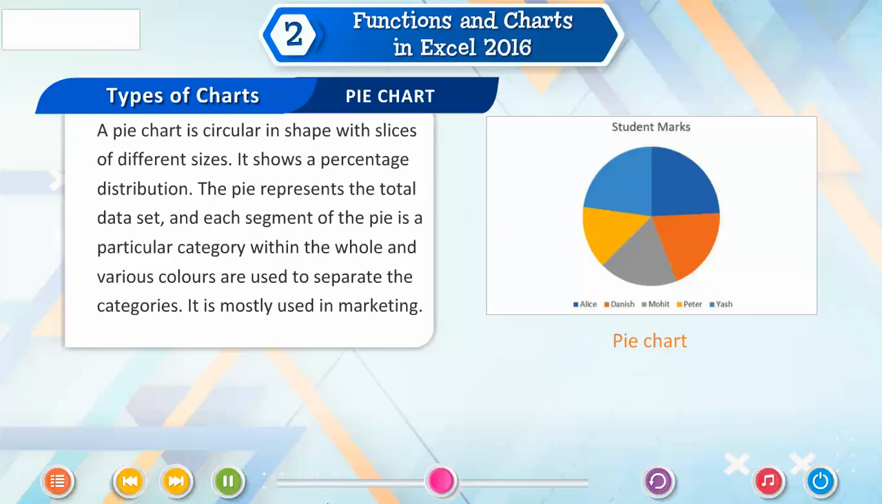It shows a percentage distribution. The pie represents the total data set and each segment of the pie is a particular category within the whole, and various colors are used to separate the categories. It is mostly used in marketing.